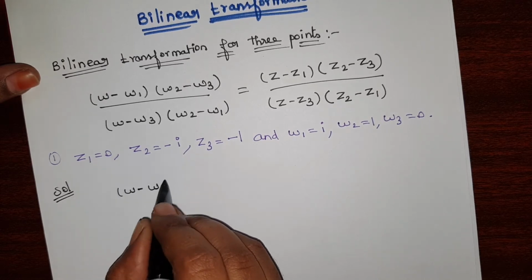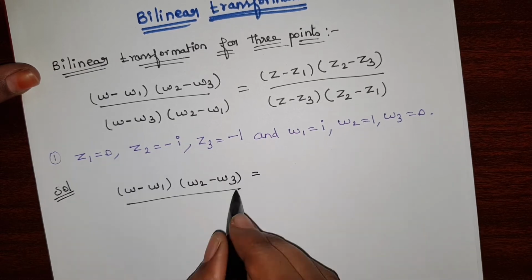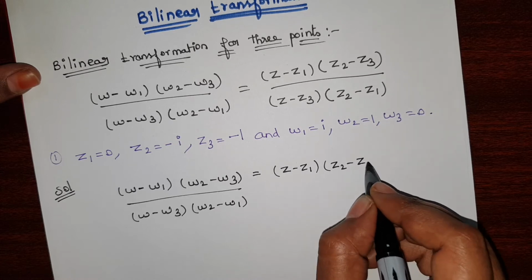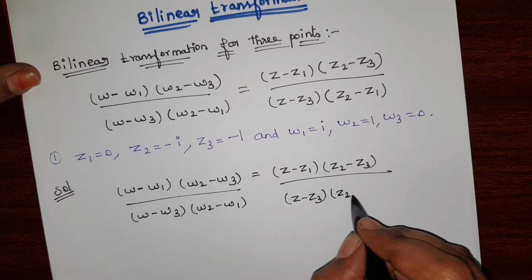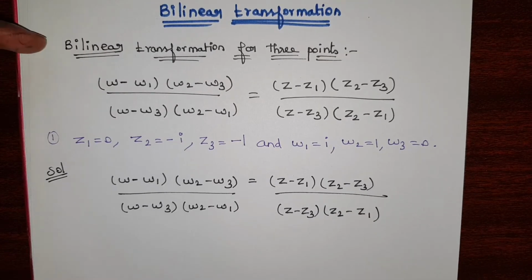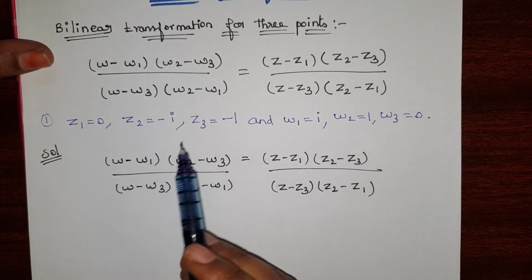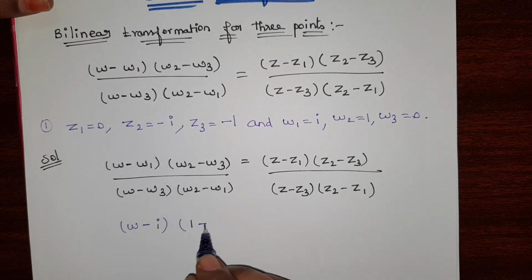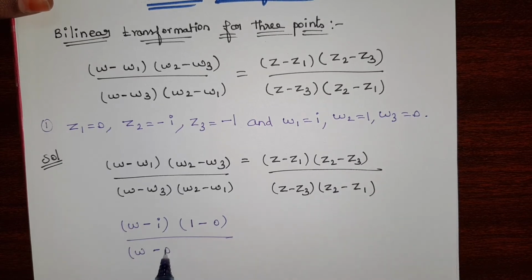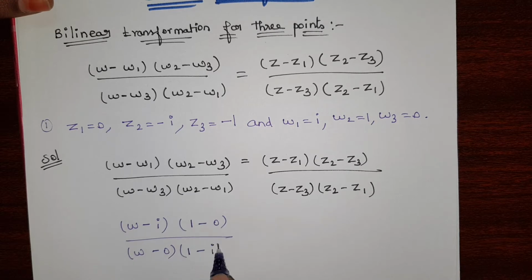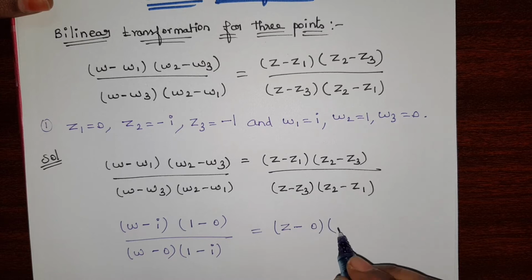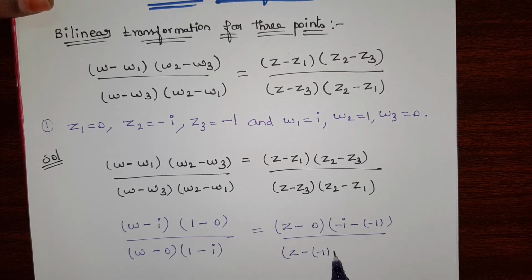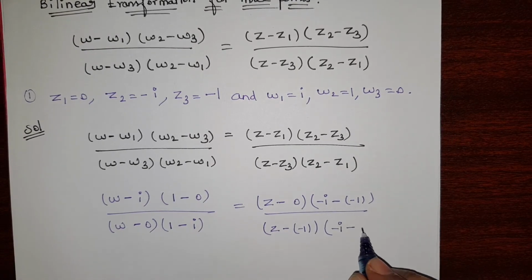The formula is (W minus W1)(W2 minus W3) divided by (W minus W3)(W2 minus W1) equal to (Z minus Z1)(Z2 minus Z3) divided by (Z minus Z3)(Z2 minus Z1). This is the formula for bilinear transformation for 3 points. We can substitute the values given in the question. That is, W1 value is I, W2 value is 1 and W3 value is 0, divided by W minus W3, where W3 value is 0, W2 value is 1 and W1 value is I, equal to Z minus Z1, where Z1 value is 0, Z2 value is minus I and Z3 value is minus 1, divided by Z minus Z3, where Z3 value is minus 1, into Z2 value is minus I and Z1 value is 0.